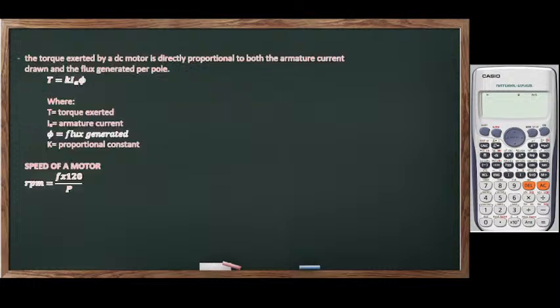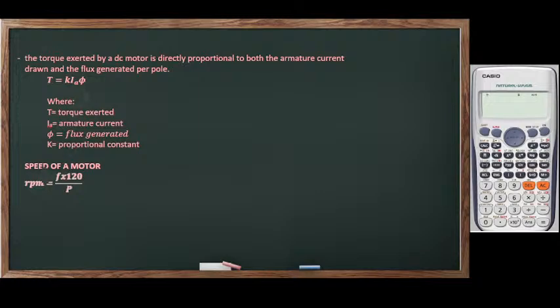So yung torque, so torque exerted by a DC motor is directly proportional to the armature current drawn and the flux generated per pole. So kaya meron tayong T. So our T here is the torque that is equal to K, constant of proportionality, tapos I sub A or the armature current times the flux per pole.